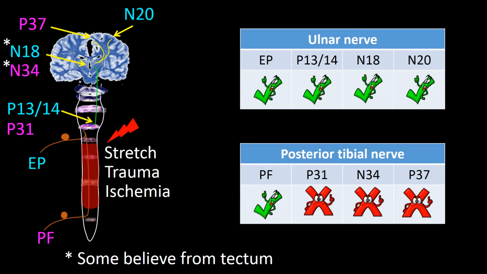Damage in the spinal cord below C8 or T1, shown in here as a red area inside the spinal cord, is characterized by preservation of all ulnar potentials and, in the lower extremity, preservation of the popliteal fossa potential. All other leg potentials are absent or greatly diminished.